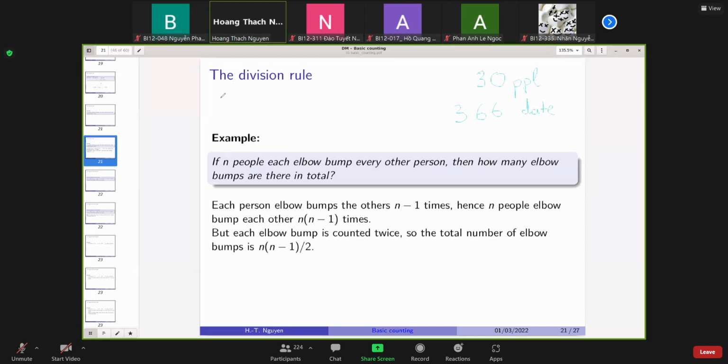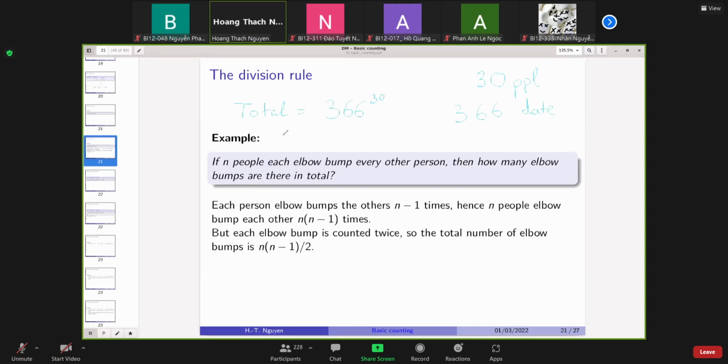So by the product rule, since each person among these people has 366 possibilities for a birthday, there will be a total of 366 to the power 30 possibilities, okay? So do not attempt to calculate this number because it is an astronomically huge number, okay?